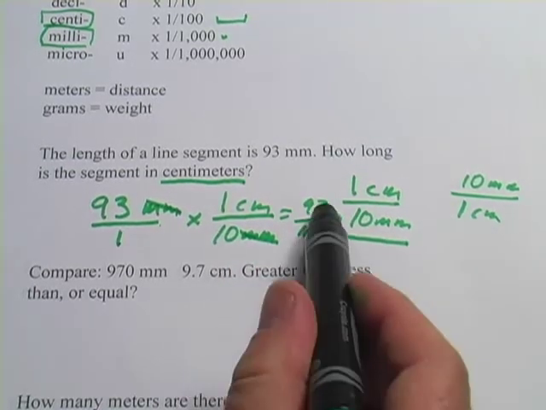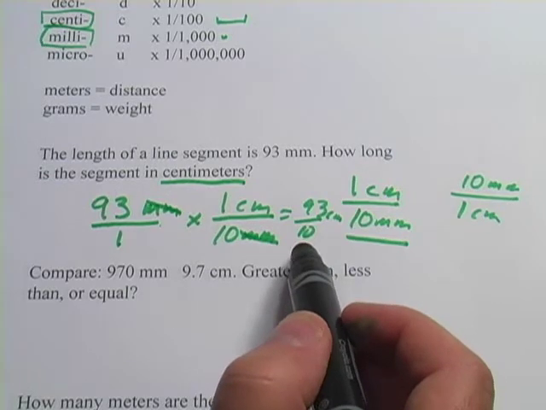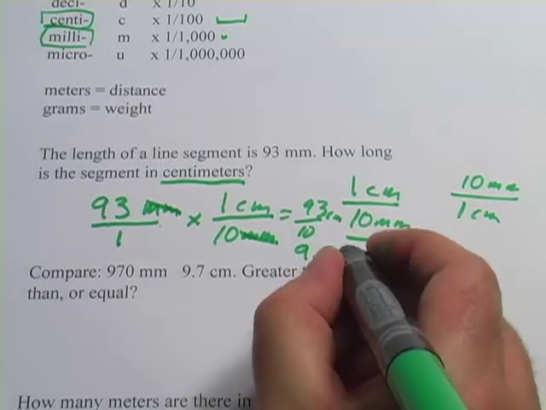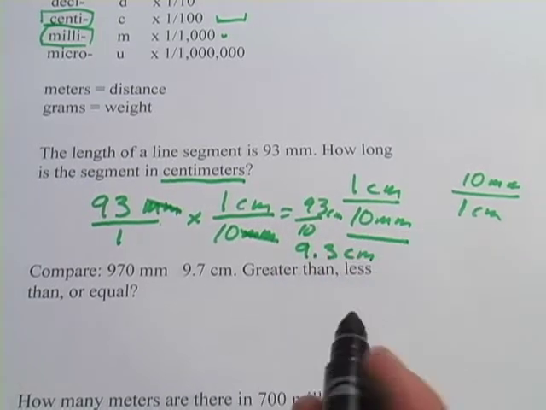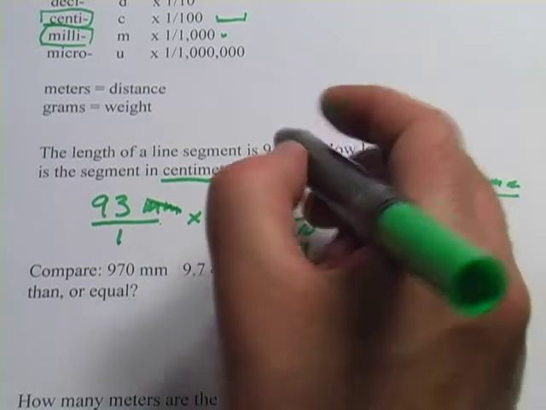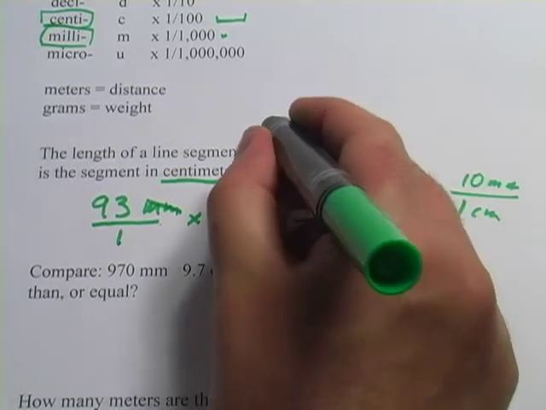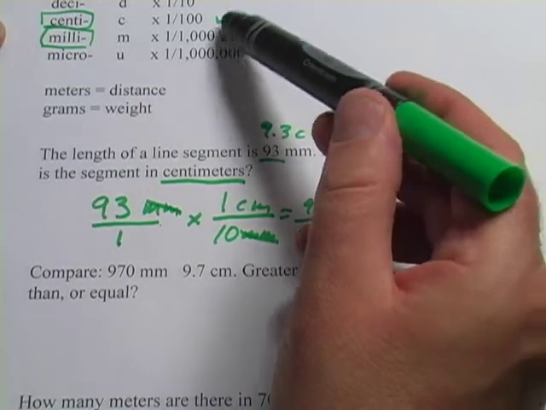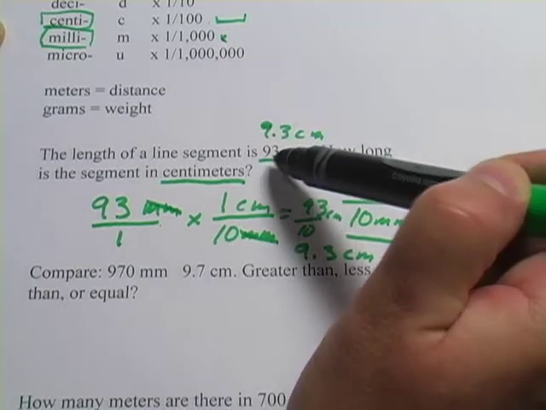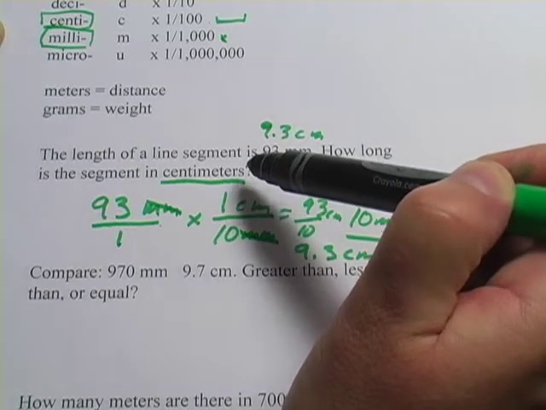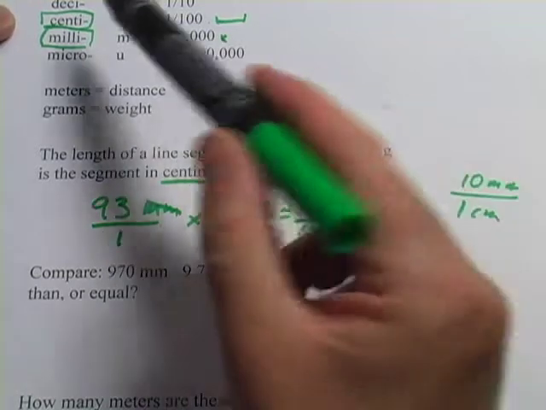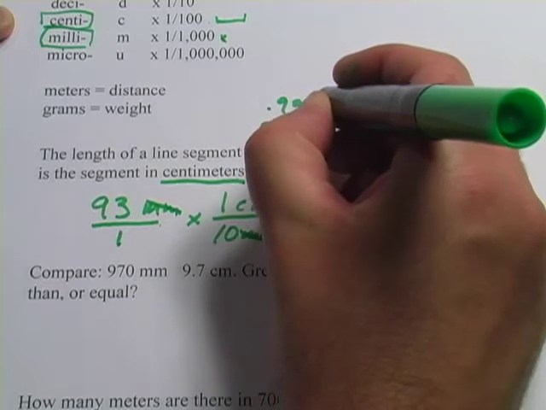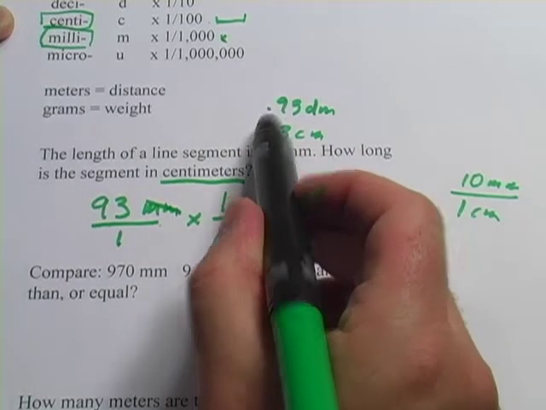Getting a little crowded in here. So my answer is going to be 93 divided by 10. You could do that on your calculator if you want. It comes out to 9.3 centimeters. Another way to think about this, we started with 93 millimeters and we ended up with 9.3 centimeters, is that every time you go up by a factor of 10, you move the decimal place over to the left by 1. So if we wanted to know how many decimeters this is, I'd move the decimal point over another one.